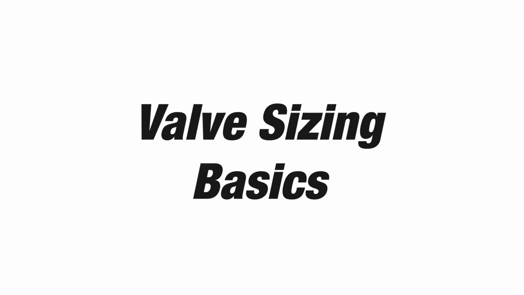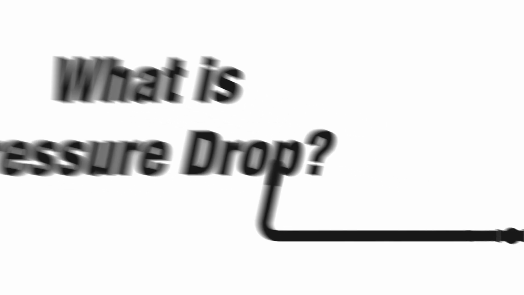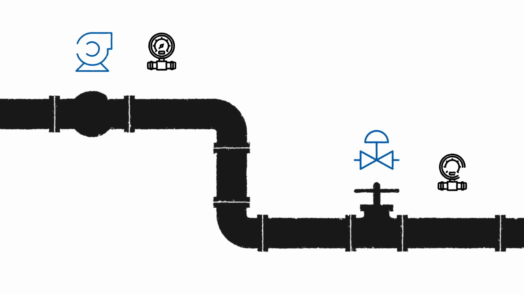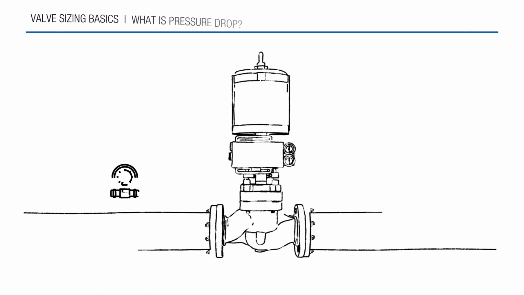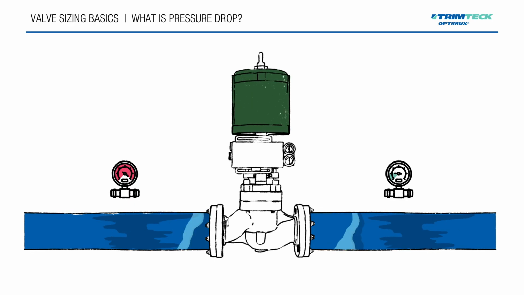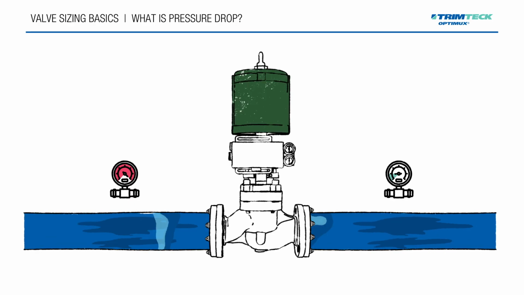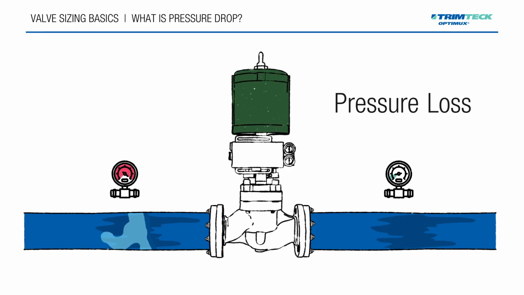Valve sizing basics. What is pressure drop? In process control systems, fluids naturally flow from areas of higher pressure to areas of lower pressure. As fluid moves through piping, equipment, and valves, that pressure gradually decreases. This reduction in pressure is called pressure drop, sometimes referred to as pressure loss.